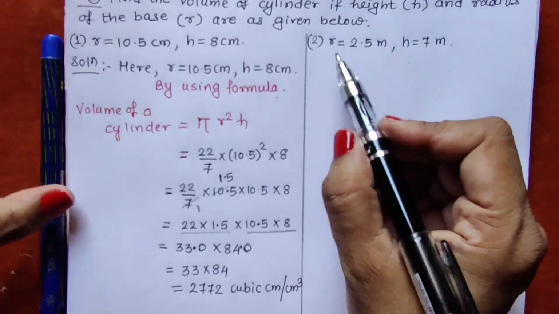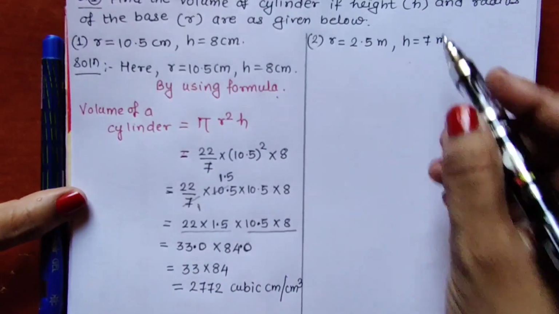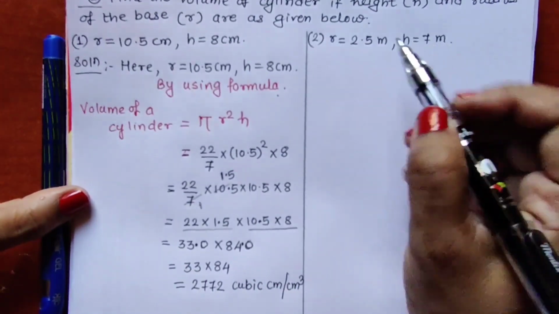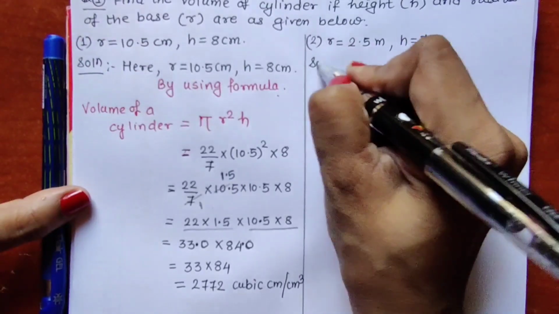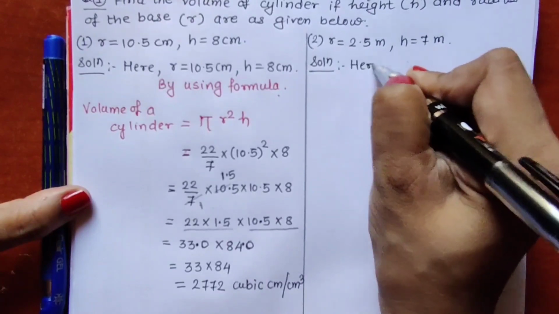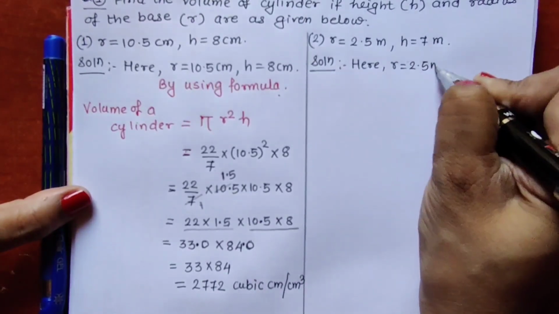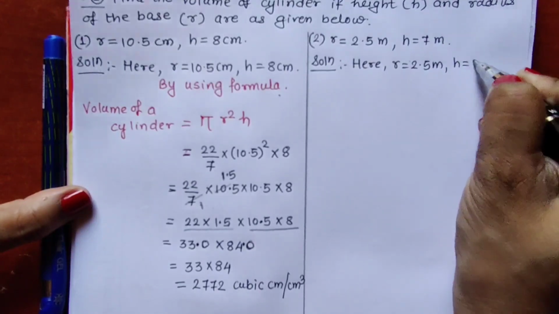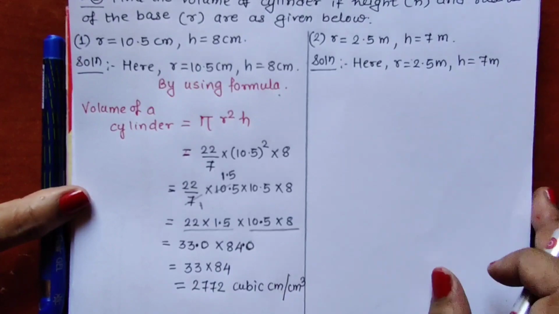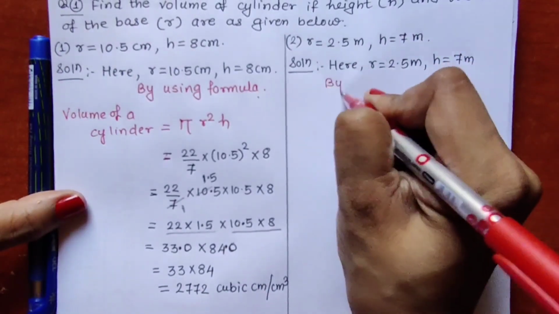Now let us see this second sum. r is equal to 2.5 meter and h is equal to 7 meter. Now the units of radius and height are meter. We will start our solution by writing the values again here: r is equal to 2.5 meter, h is equal to 7 meter. After writing the values, we have got the values of r and h. We will be writing the formula by using formula.